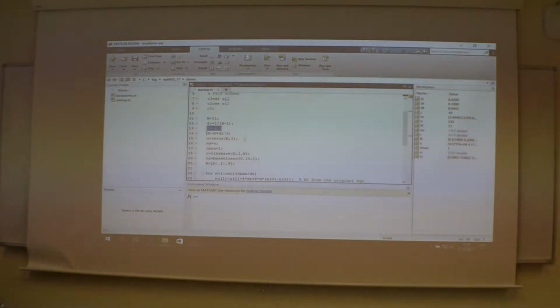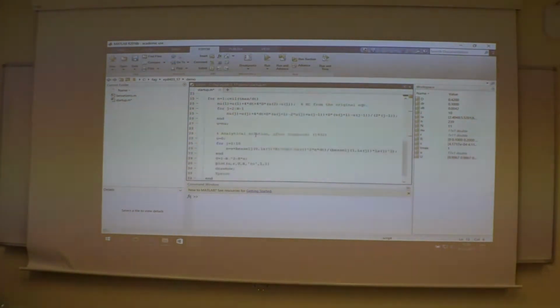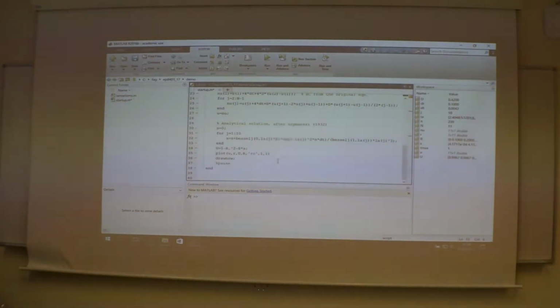I'll put out these codes for you so you can play around with them yourself. And we are coming back to this one later. Why? What is the stability criteria here? Any questions to this one? That's okay.